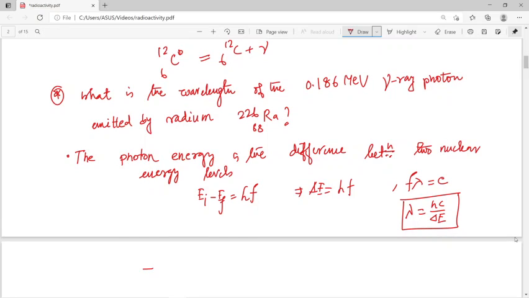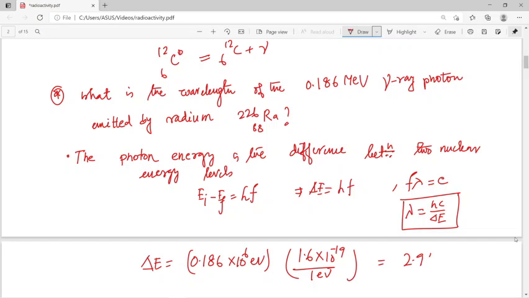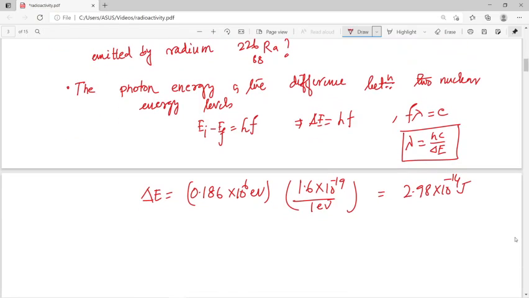The energy that is given is 0.186 into 10 to the 6 eV, and 1 eV is 1.6 into 10 to the minus 19 joule, so you will find it in joule. If you place the values, you will get lambda, that is hc by delta E. That is one of the simple things that can be asked.